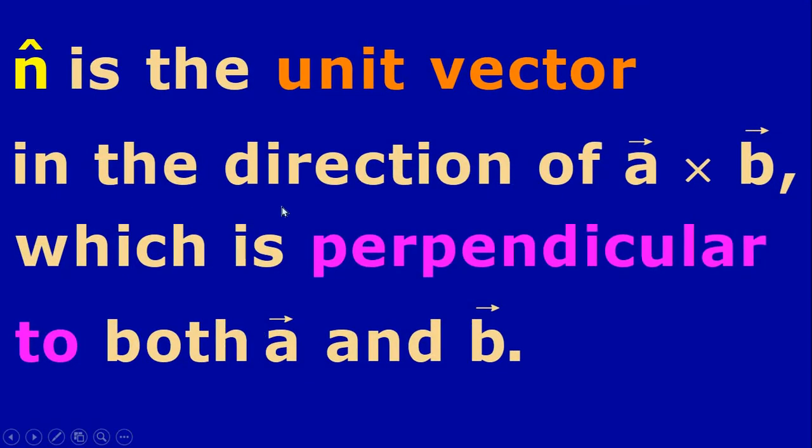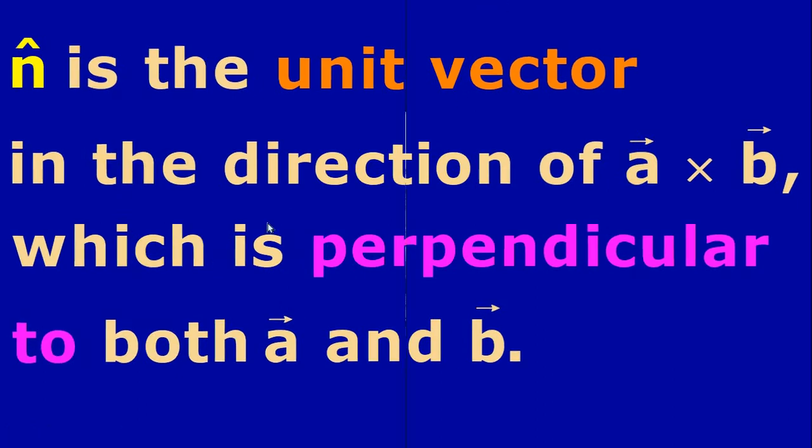n cap is a unit vector in the direction of a vector cross b vector, which is perpendicular to both a vector and b vector. So here n cap is a unit vector. It is in the direction of a vector cross b vector. But a vector cross b vector is a vector which is perpendicular to both a vector and b vector. Therefore n cap is also perpendicular to both a vector and b vector.